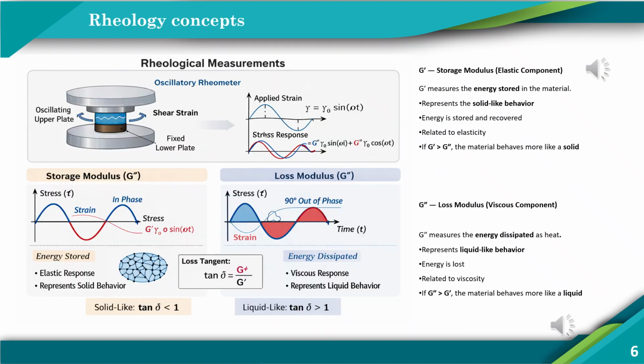Now, how do we measure whether a material behaves like a solid or liquid? What shows the formation of hydrogels? The answer is we use rheology. G prime, or the storage modulus, tells us how much energy is stored. G double prime, the loss modulus, tells us how much energy is dissipated. If the G prime, or the storage modulus, is greater than the loss modulus, the material behaves more like a solid. Conversely, if the loss modulus dominates, it behaves more like a liquid. So rheology helps us quantify what we intuitively feel when we touch a gel.